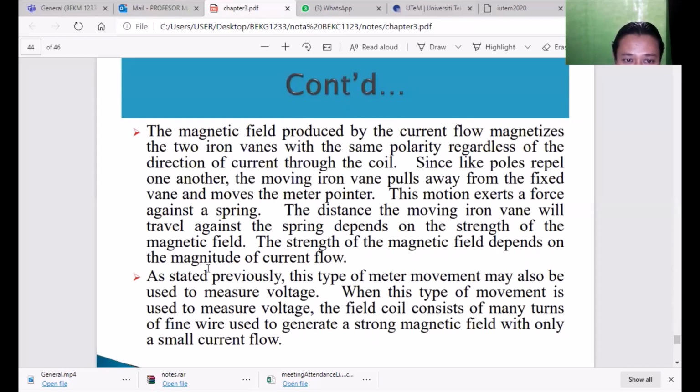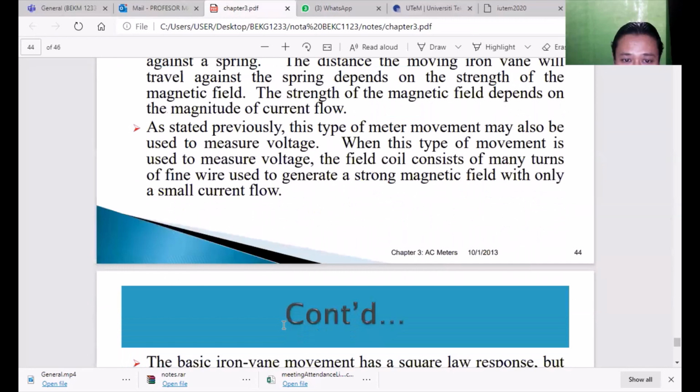Okay. So as stated previously, this type of meter movement may also be used to measure voltage. When this type of movement is used to measure voltage, the field coil consists of many turns of fine wire used to generate a strong magnetic field with only a small current flow. Okay, that is how it works for the iron vane.